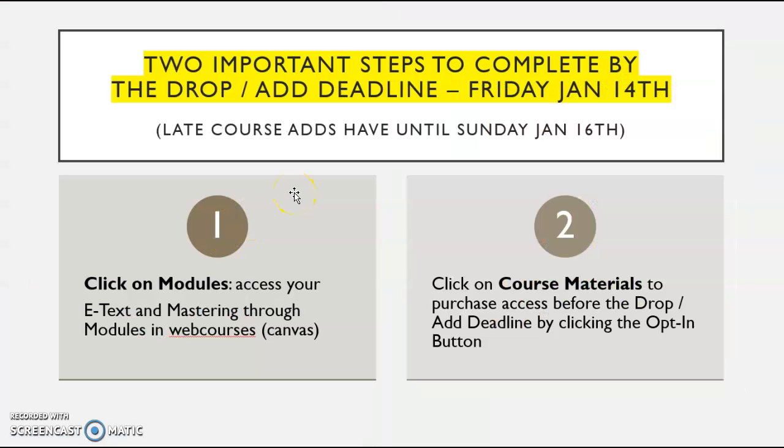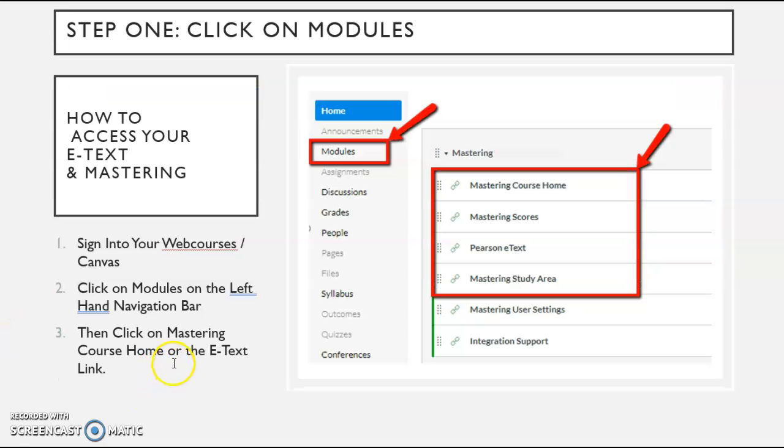There's two very important things you must do the first week of class. Number one, sign into web courses and then look for the modules tab. This is where you're going to find access to the e-text and Mastering. And then number two, click on course materials. This is where you're going to opt in or opt out in order to continue having access to the textbook and also Mastering. So step one, sign into web courses, and then on the left-hand side, look for modules.